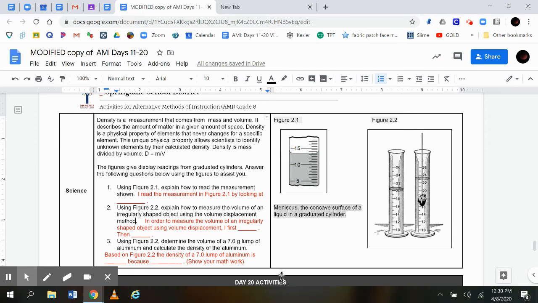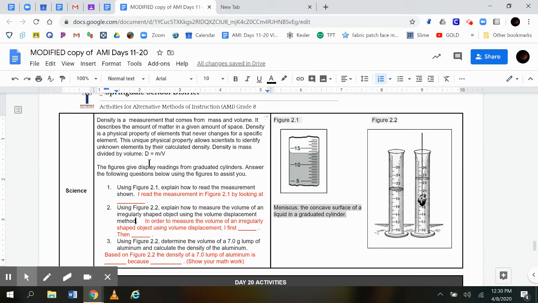Here is your sentence frame. It says, based on figure 2.2, the density of a 7.0 gram lump of aluminum is blank because blank. So you'll find the volume. Once you find the volume, you can plug it into the formula here. Density equals mass divided by volume. Remember that you've already been given the mass, and you can find the volume using this method, and once you do the math, you'll get the density.